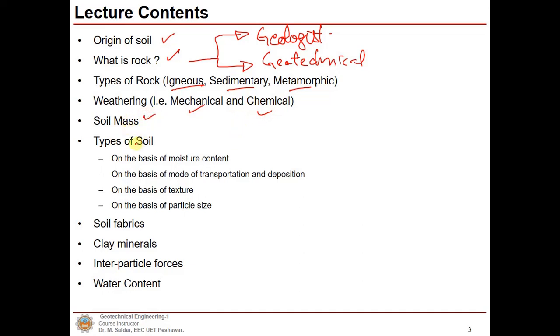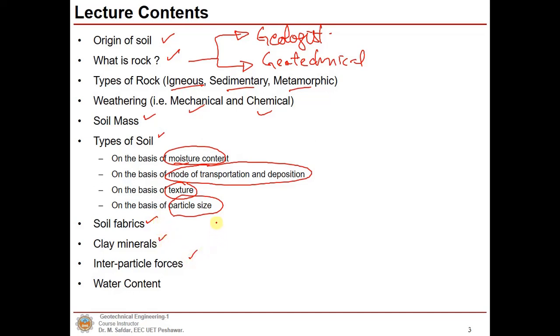What is soil mass? Then we are going to discuss different types of soil based upon the moisture content, based upon the mode of transportation and deposition, on the basis of texture or appearance, and based upon the particle sizes. What is soil fabric? What are the clay minerals, for example, illite, kaolinite, montmorillonite, and how do they affect the engineering properties of soil or clays?